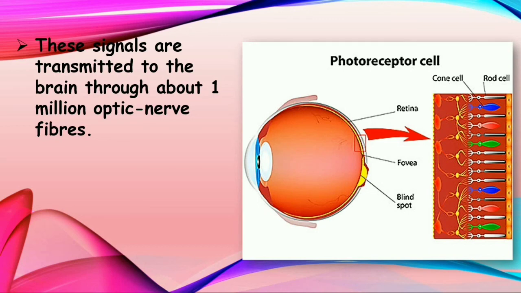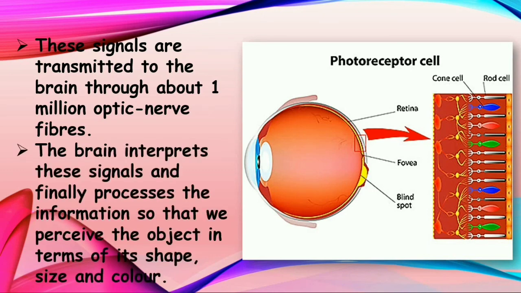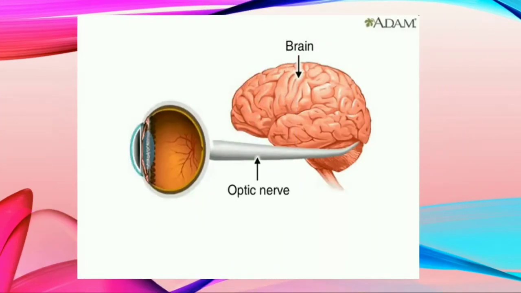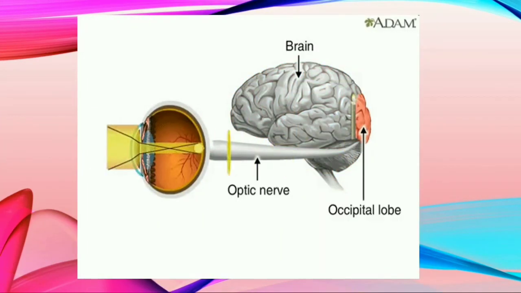These signals are transmitted to the brain through about 1 million optic nerve fibers. The brain interprets these signals and finally processes the information so that we perceive the object in terms of its shape, size and color. In this way, the signals are sent to the brain.